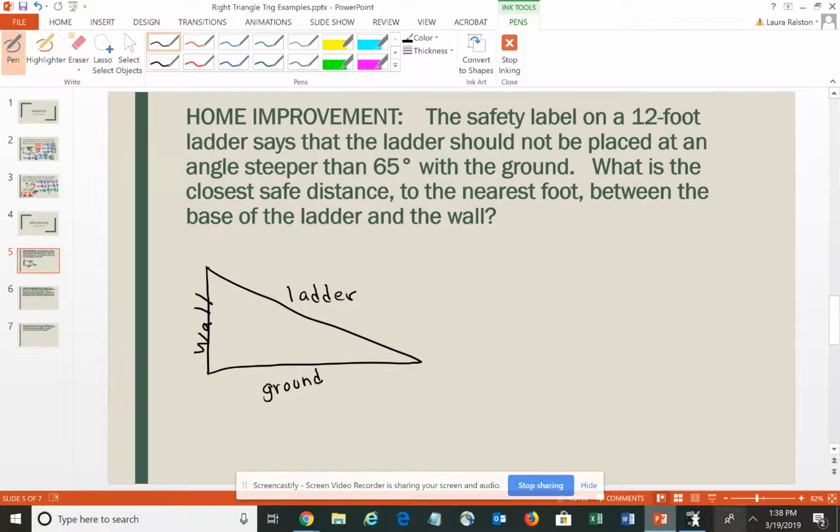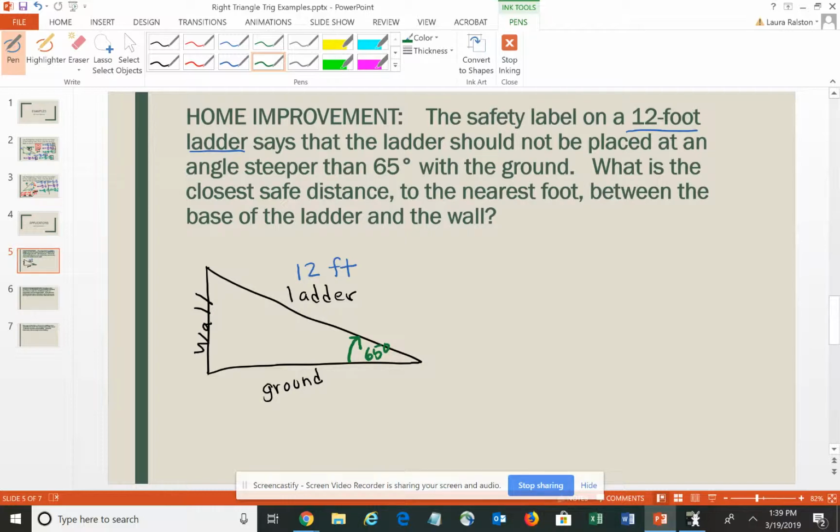Now, once you've got that basis, then you want to think about what else you know. It says in the problem that you have a 12-foot ladder. So I know the length of the ladder is 12 feet. It also tells me that the ladder should not be at an angle steeper than 65 degrees with the ground. So that means the angle created between the ground and the ladder should be at most 65 degrees.